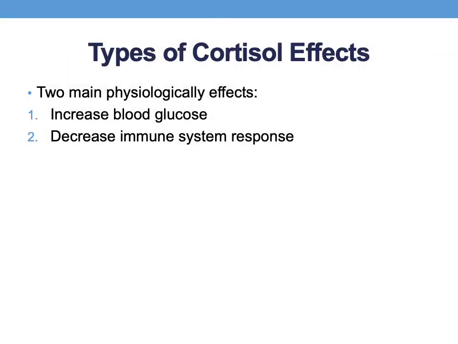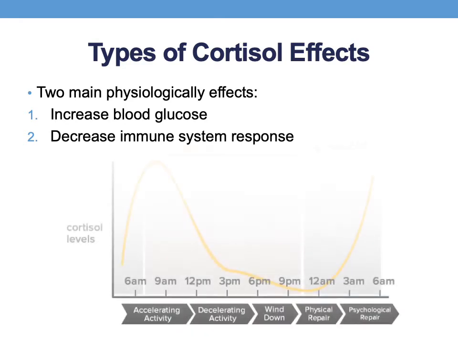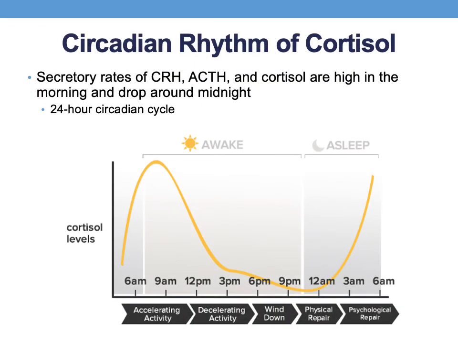Types of cortisol effects. The two main physiological effects of cortisol are to increase blood glucose and decrease the immune system response. Circadian rhythm of cortisol. Secretory rates of corticotropin-releasing hormone, adrenocorticotropic hormone, and cortisol are high in the morning and drop around midnight on a 24-hour cycle. So about 2 hours after you wake up, that's when cortisol is at its peak.